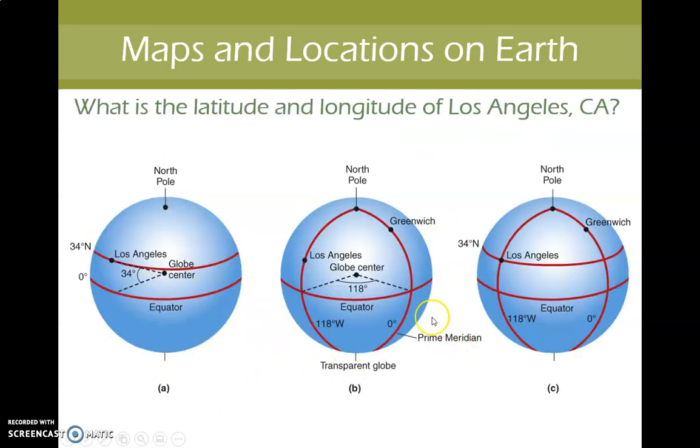So if we throw it all together, we can see that Los Angeles is at 34 degrees north latitude and, what's this one, 118 degrees west longitude right there, okay? So that's how we find a place using degrees.